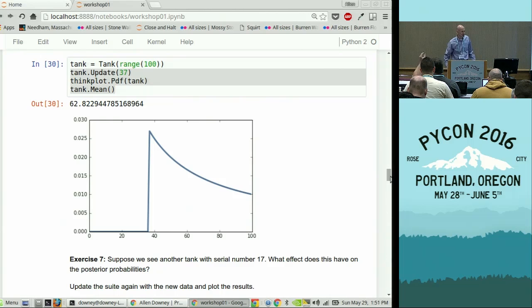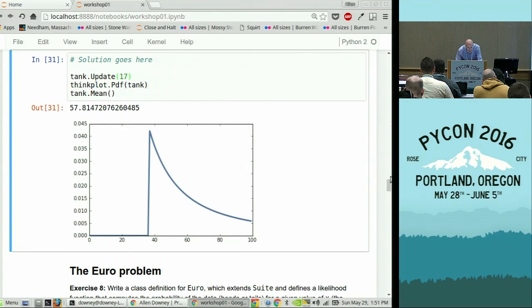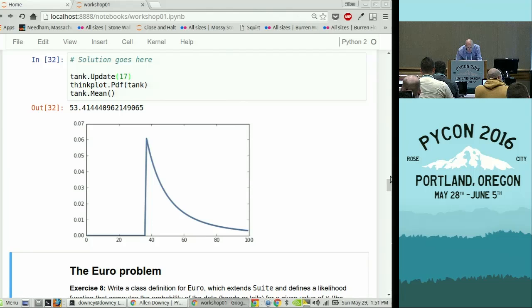Okay, let's take a look at a solution. So this is the first update with tank number 37, and this is the curve we were looking at before. And now I'm going to do the second update with tank number 17, and there is the result there. So a few things happened. The lower bound is the same. Having seen tank number 37, everything below 37 is 0.